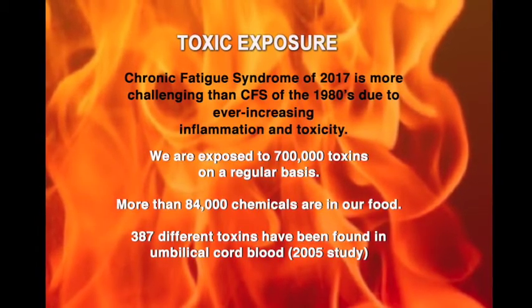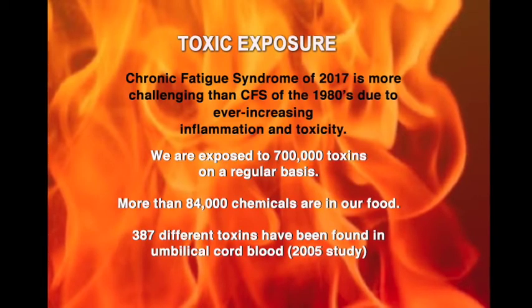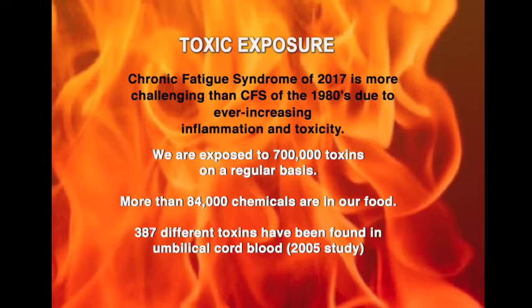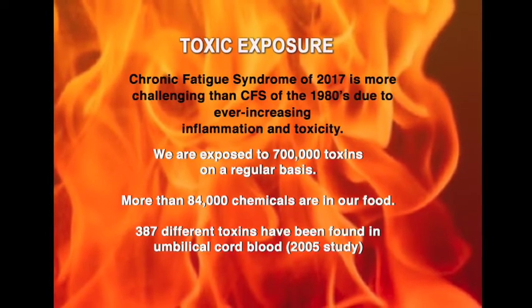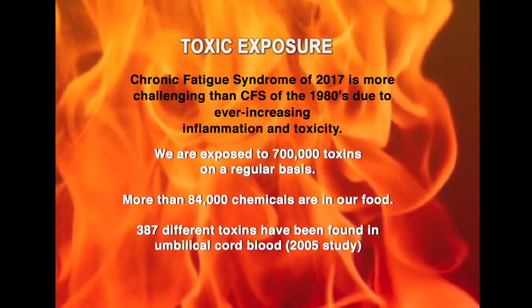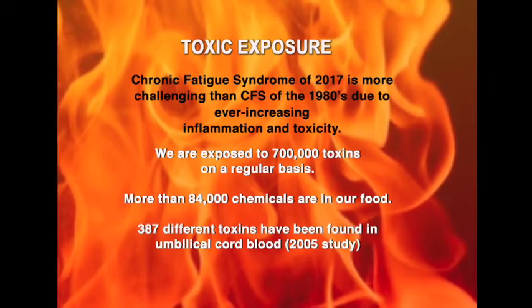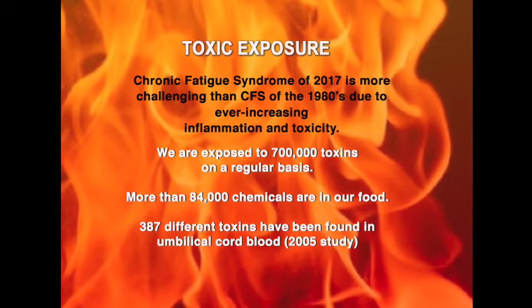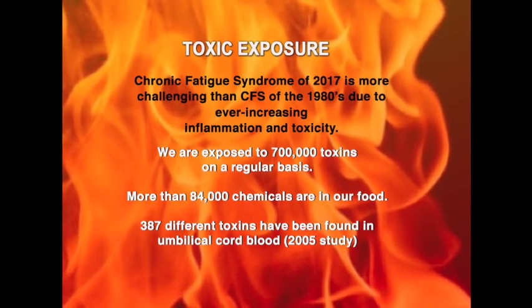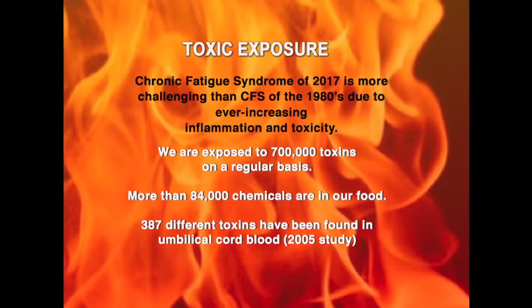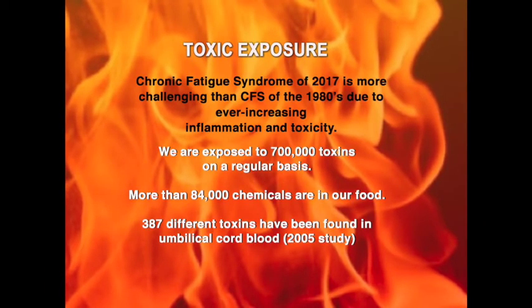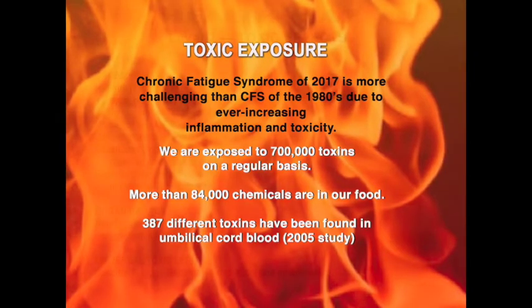It's very difficult to provide exact numbers about toxicity, but one study estimates that we're exposed to 700,000 different toxins every day. More than 84,000 chemicals are put into the food we eat. A study in 2005 found that there are, on average, 387 different toxins in umbilical cord blood. If you have 100 different toxins in your body, each of those is a separate primary cause, and each toxin can have specific acute and chronic effects.